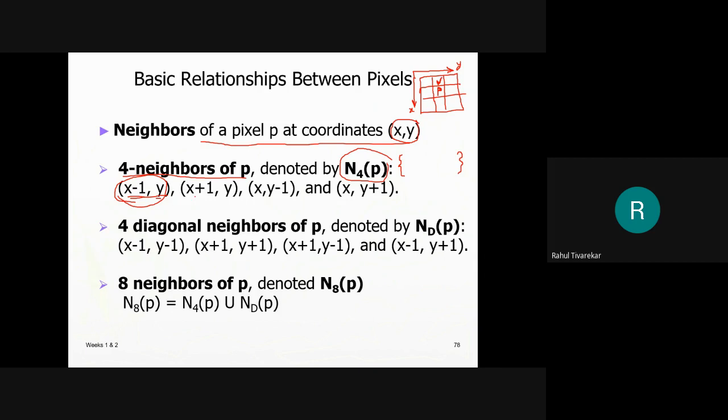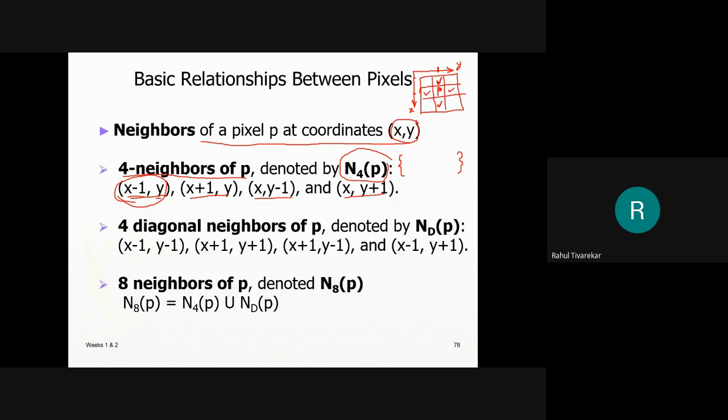Then x plus 1 comma y means x is increased and you are in the same y. So you are going downward, and that means you are talking about this pixel now. Then the third pixel is x, y minus 1. So x is fixed, y is reduced, that means this pixel. And x comma y plus 1: x is fixed, but y is increased.